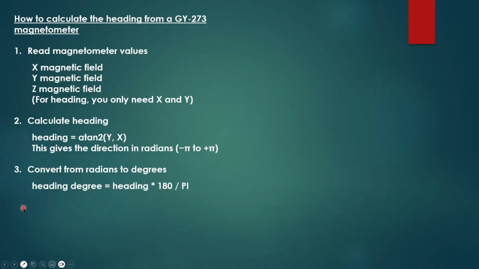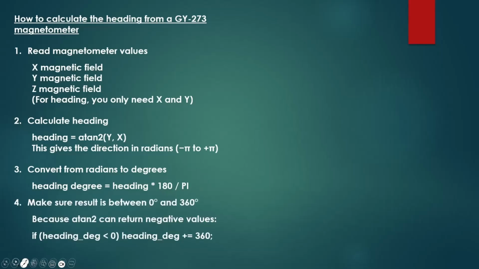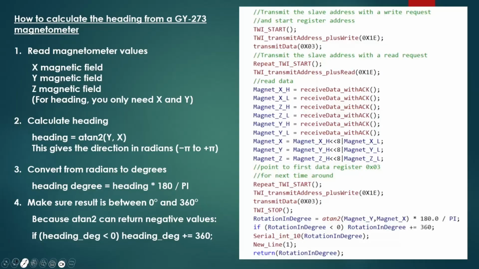Now the first thing we have to do with this data is convert the heading to degrees. So the heading in degrees is equal to heading times 180 divided by pi. Now we want the result to be between 0 and 360, because arctangent can return a negative value. So if the heading is less than 0, then we need to add 360 degrees.